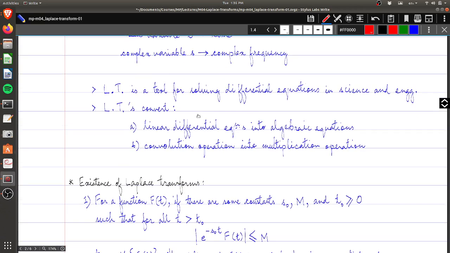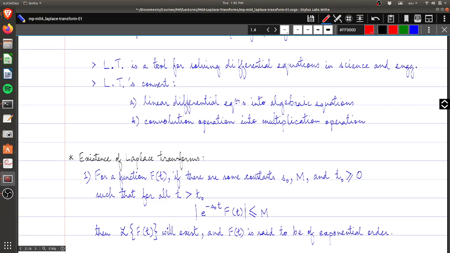Why are Laplace transforms very popular? It is because they convert a linear differential equation into an algebraic equation. An algebraic equation, you already know, is much easier to solve than a linear differential equation, right? You'll agree. This is the power of the Laplace transform: a linear differential equation can be converted into an algebraic equation using Laplace transforms. Is this clear, everybody? Is this understood?